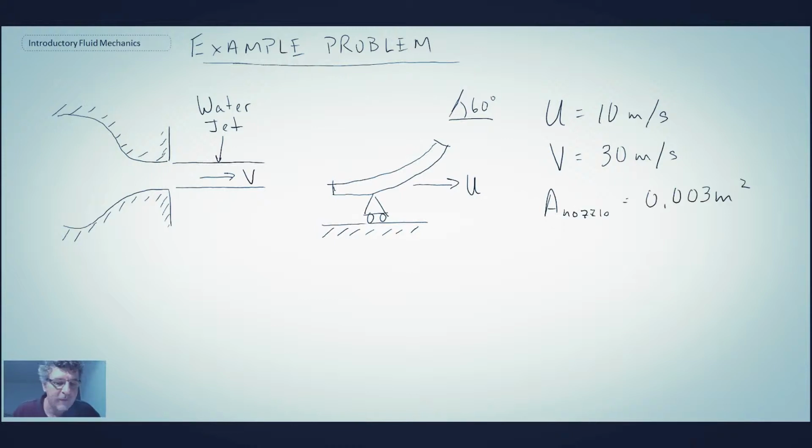Okay, so what we have here is a water jet, and the jet of water is flowing from the left to the right in this direction here, and it is impinging upon a blade. That blade is on rollers, and consequently it is free to move to the right due to the fact that this water jet is impinging upon the blade.